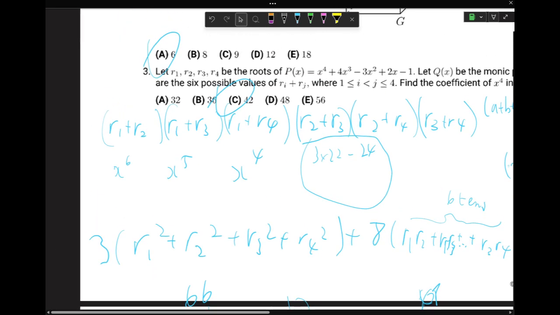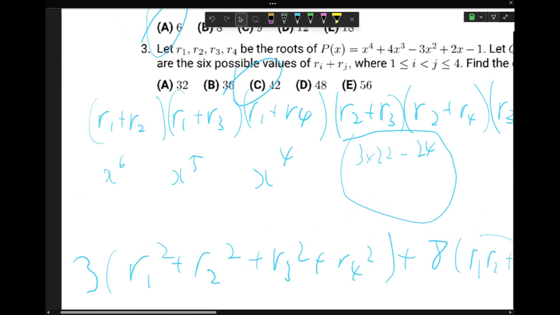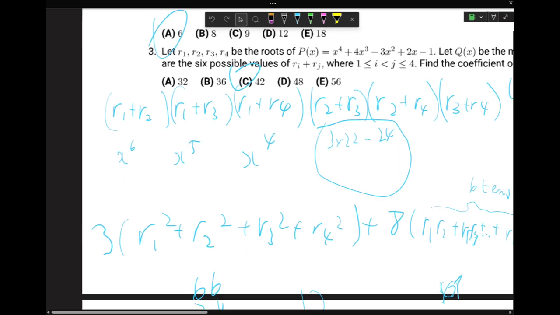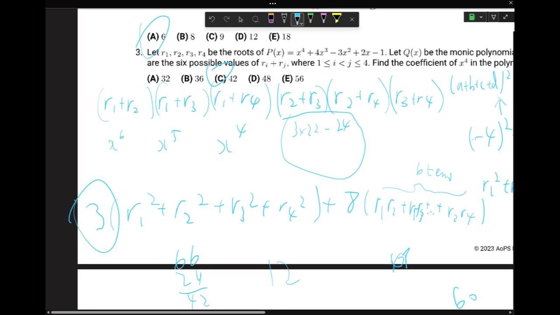So for r1 squared, it can only be achieved if you multiply this bracket by this bracket, or this bracket by this third bracket, or the second bracket by this third bracket. So these are the only ways you can get r1 squared. Same with everything else. So that's why the coefficient here is 3.